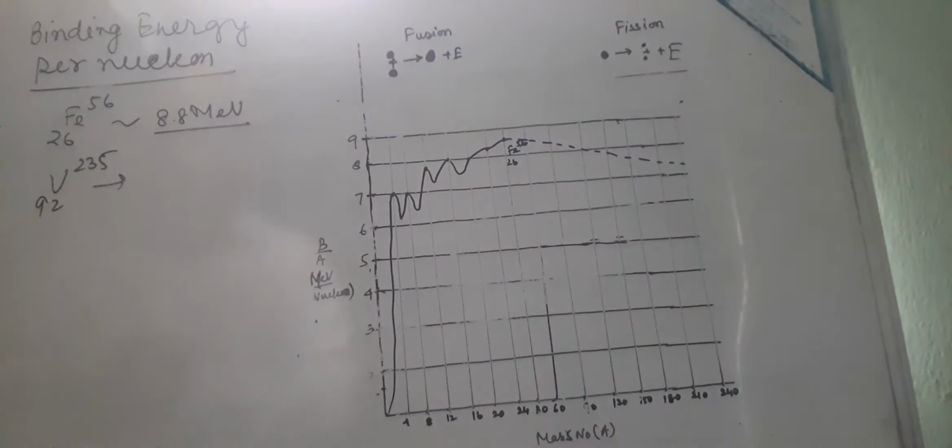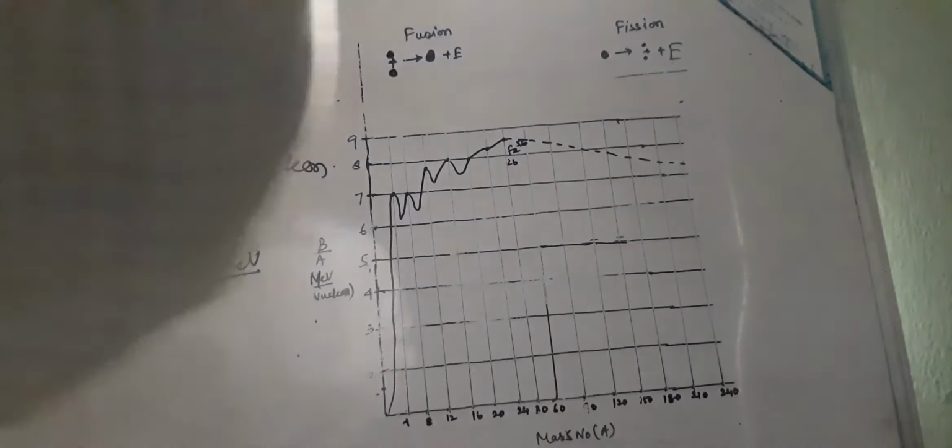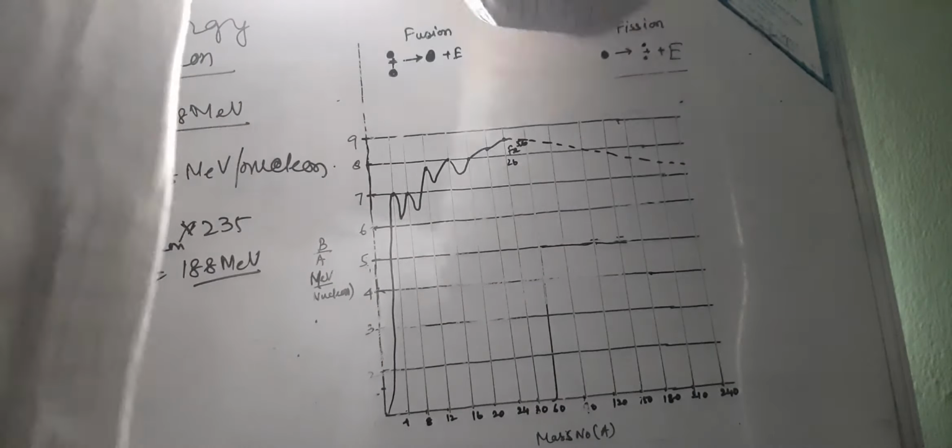That is when it is an unstable nucleus. The mass number becomes more, then the number of neutrons becomes more as compared to the number of protons, and that becomes unstable. Then it is divided into two smaller fragments, and as a result 188 MeV is released, which is known as nuclear fission.